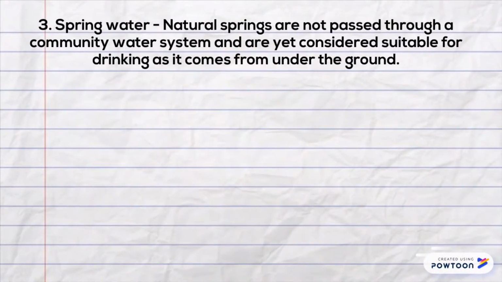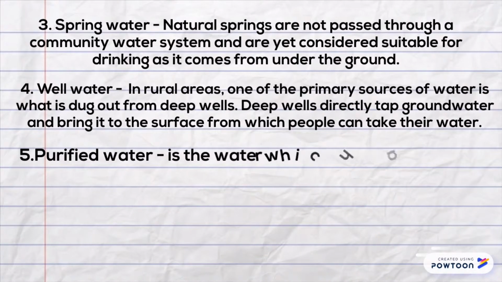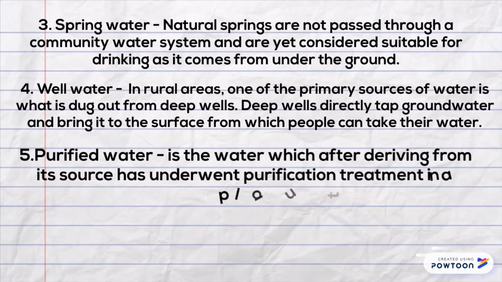Spring water. Natural springs are not passed through a community water system and are yet considered suitable for drinking as it comes from under the ground. Well water. In rural areas, one of the primary sources of water is what is dug out from deep wells. Deep wells directly tap groundwater and bring it to the surface from which people can take their water.